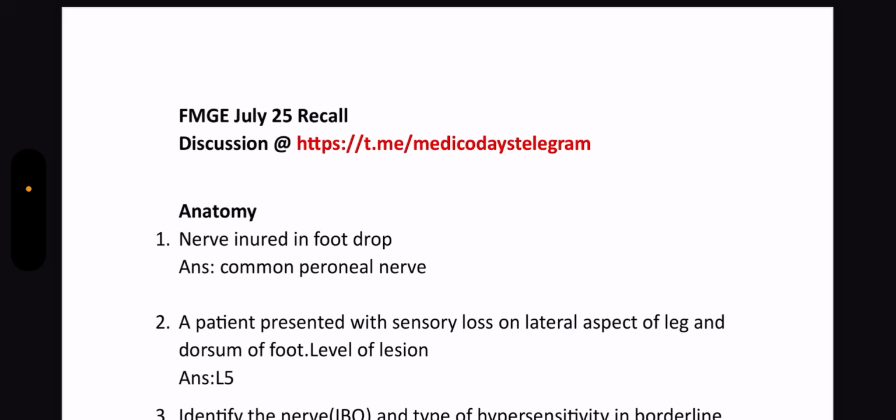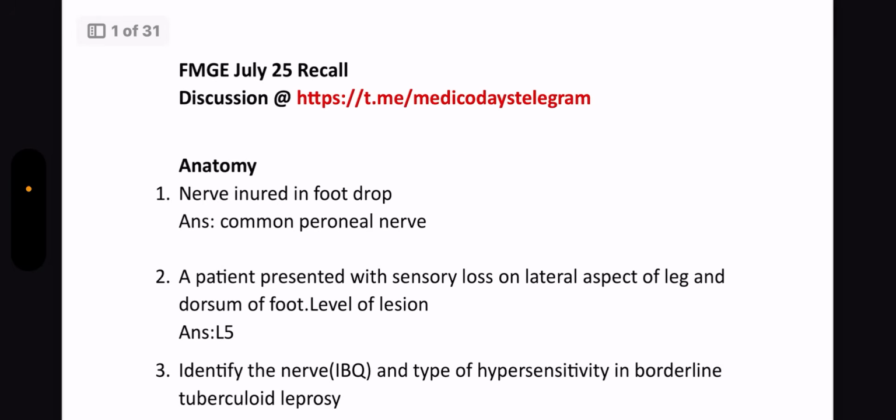Now moving on to the details of this video. First question. All the questions, I have compiled them subject wise in this video. Anatomy: nerve injured in foot drop. Answer is common peroneal nerve.